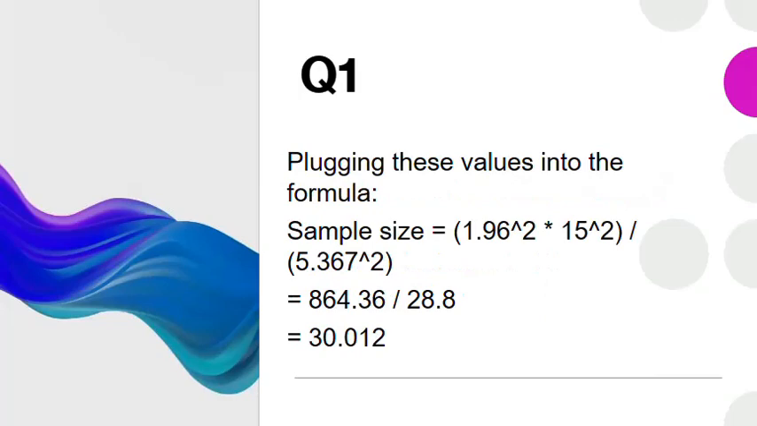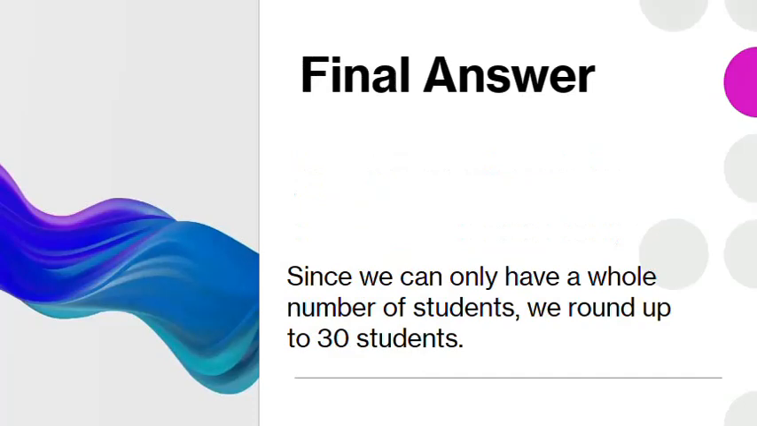So when we plug these values into the formula, we find that sample size equals 1.96 squared times 15 squared divided by 5.367 squared. When you do the numerator, you get 864.36, and the denominator gives you 28.8, for a final answer of 30.012. And for the final solution, since we can only have a whole number of students, we can round it up to 30 students. I hope you enjoyed this extra credit question number one.